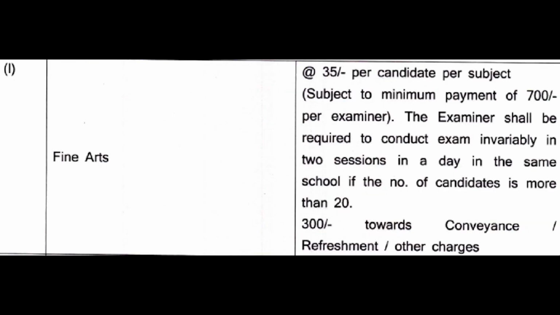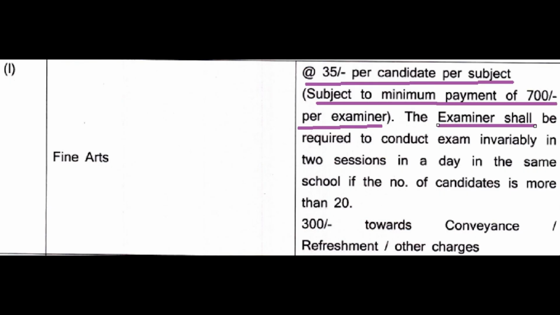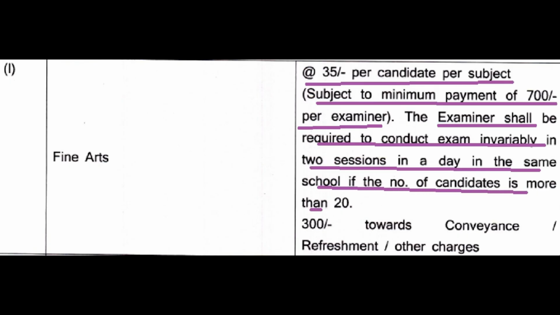Rates of remuneration for external examiners. For fine arts, at the rate of 35 per candidate per subject, subject to a minimum payment of 700 rupees per examiner. The examiner shall be required to conduct the exam invariably in 2 sessions in a day in the same school if the number of candidates is more than 20. 300 rupees towards conveyance or refreshment or other charges.